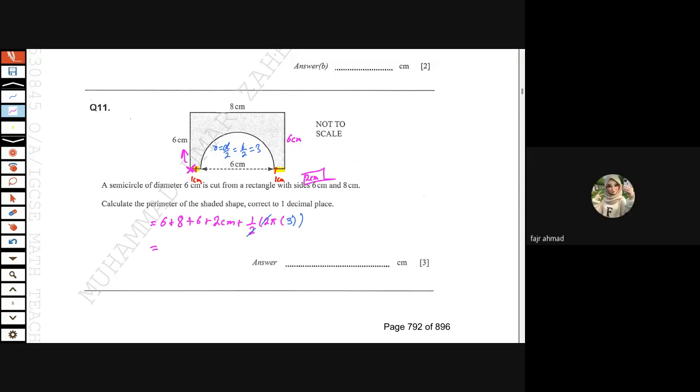Yes, everyone, you're getting 28. 31.42. Yes, any other one? Yes, Yasir. 31.42. So 31.4 will be the right answer. Do the calculation again. I think you made some mistake. 31.4 is the right answer.